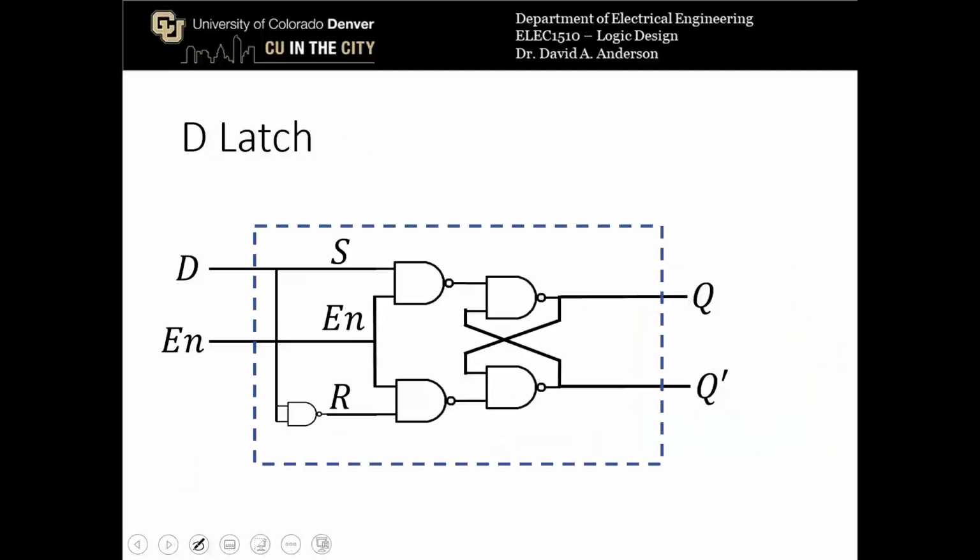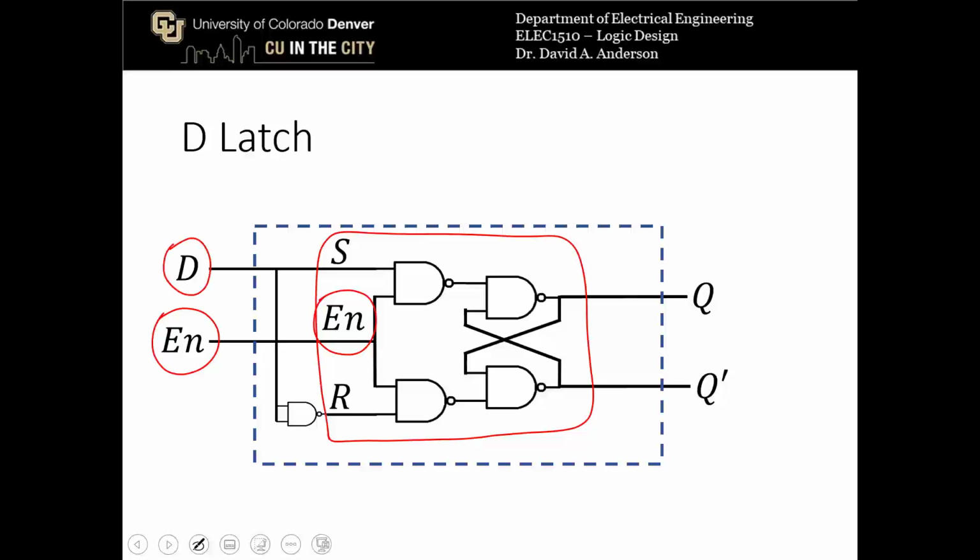A D latch is made up of an SR latch with enable here, connected in a different way, where we have an enable line that is just directly connected to the enable line of the SR latch with enable, and then a D line where D stands for data, where D is directly connected to S, so S equals D, and is connected through an inverter, which I've created here out of a NAND gate, so that R is equal to D prime.